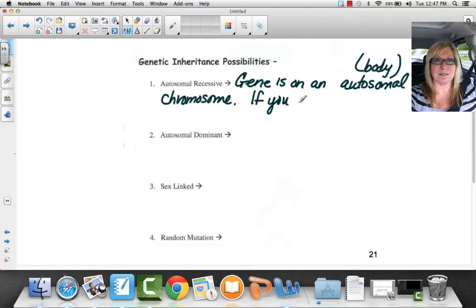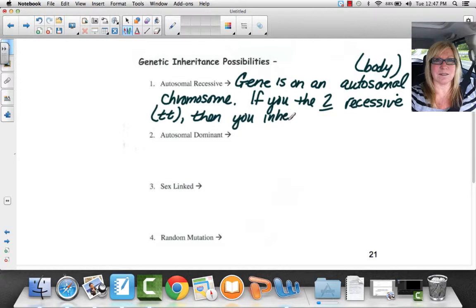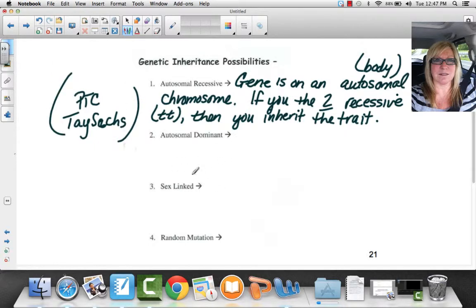So if you have the 2 recessive alleles, meaning little t, those are your alleles, then you inherit the trait. So that's like our PTC tasting, PTC and Tay-Sachs. We have not talked about any autosomal dominant disorders yet. The gene is still on an autosomal chromosome.